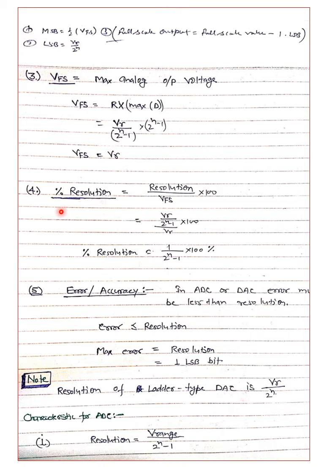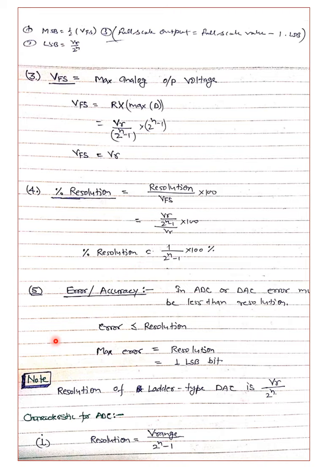The next parameter is percent resolution. This is an important parameter for both DAC and ADC. The percent resolution is given by resolution upon VFS into 100. When we put the value of resolution and VFS from the above equation, percent resolution is given by 1 upon 2 raised to power n minus 1 into 100%.